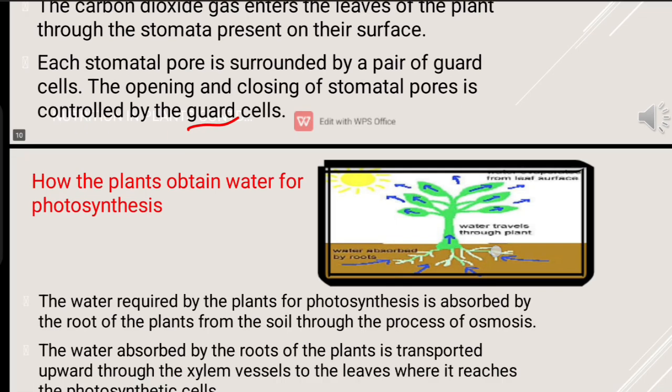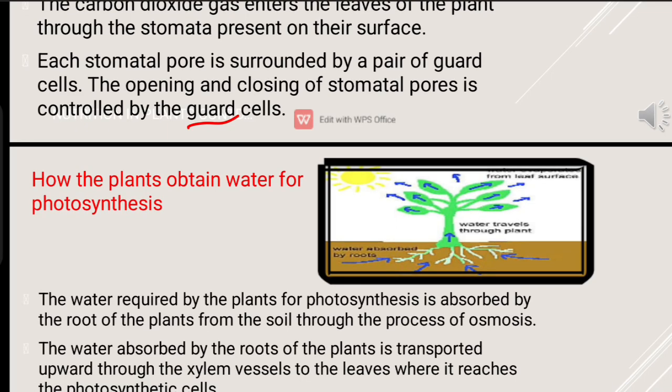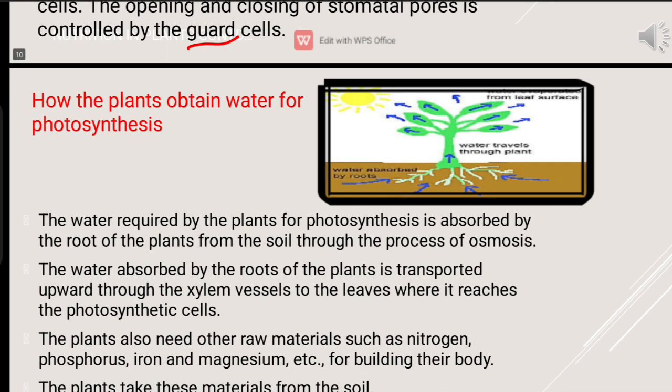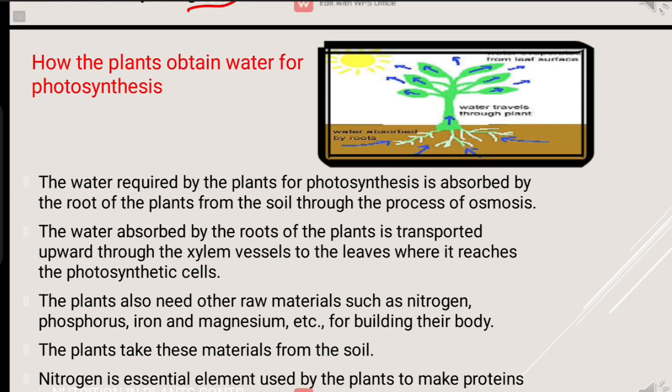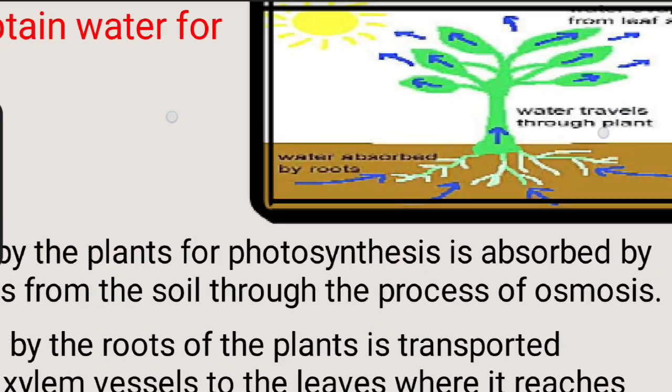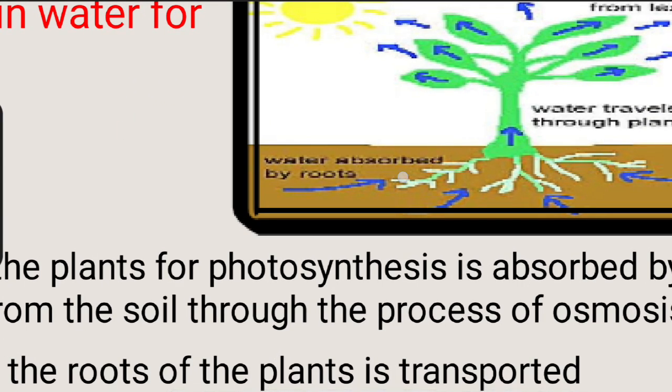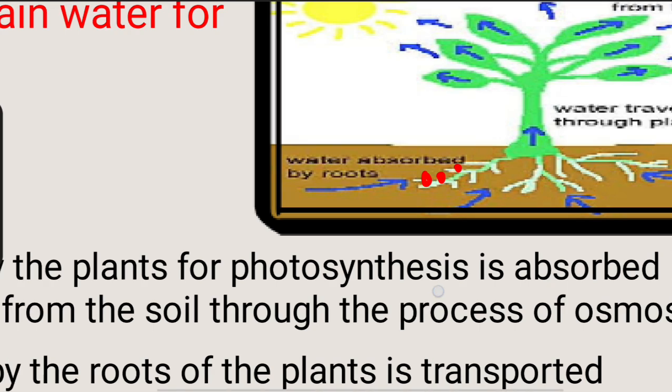Okay, how do plants obtain water for photosynthesis? The water required by the plant for photosynthesis is absorbed by the roots of the plant from the soil through the process of osmosis. Here, water droplets are present in the soil and the root absorbs these water droplets, and this process is known as osmosis.